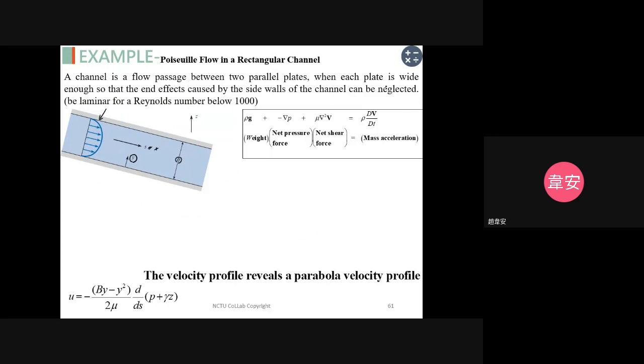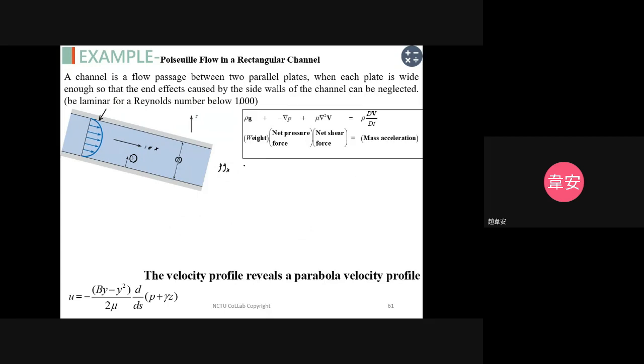here are some assumptions: each plate is wide enough so that the end effects caused by the side walls of the channel can be neglected. And our flow condition is laminar flow, for Reynolds numbers below 1000. Okay, so this is only the condition for laminar flow, not for turbulent flow.